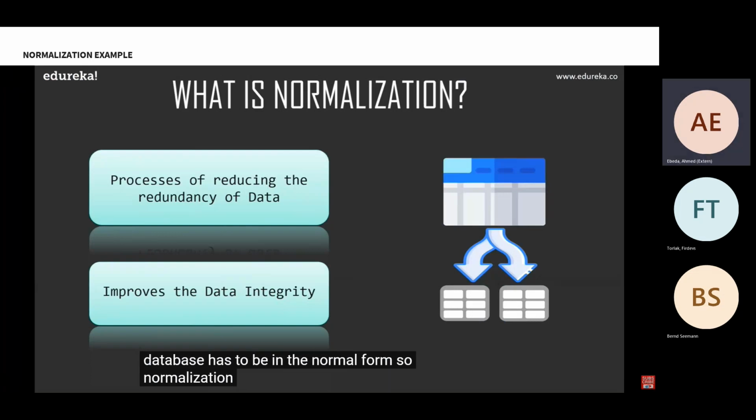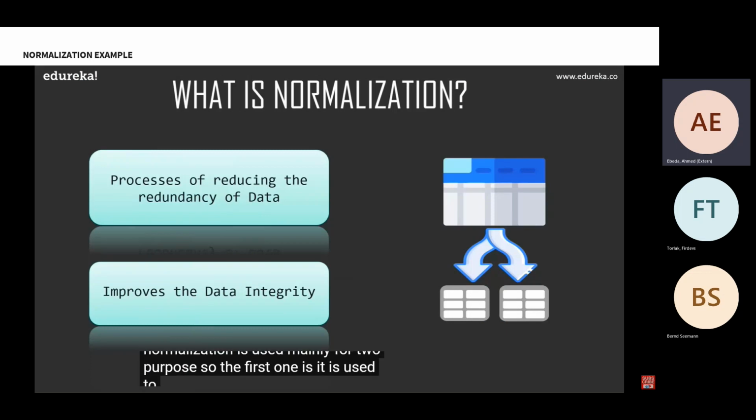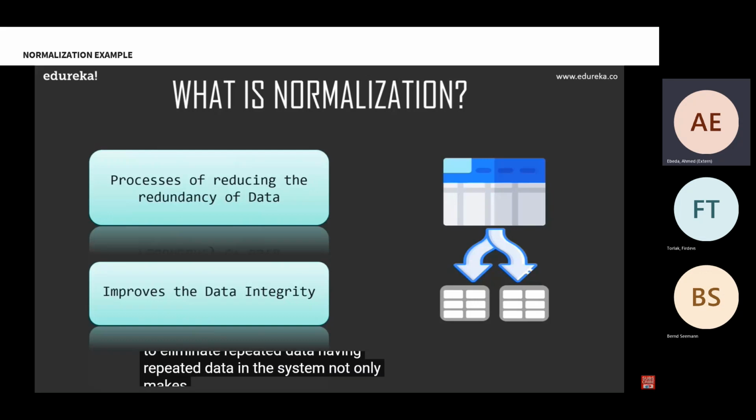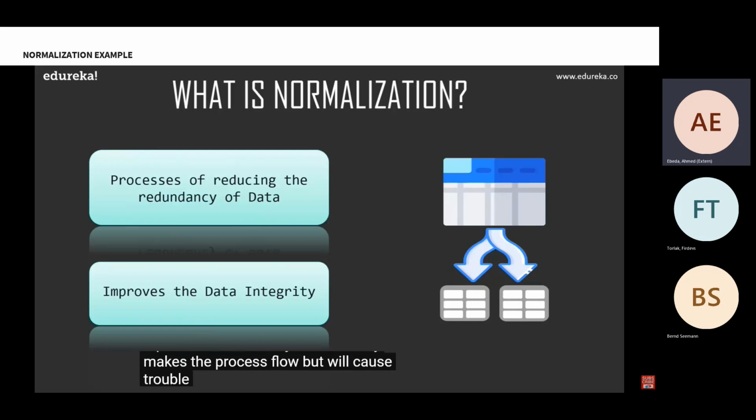So normalization is used mainly for two purposes. The first one is to eliminate repeated data. Having repeated data in the system not only makes the process slow, but will cause trouble during the later part of transactions. And the second one is to ensure the data dependencies make some logical sense. Yes, usually the data is stored in the database with certain logic.